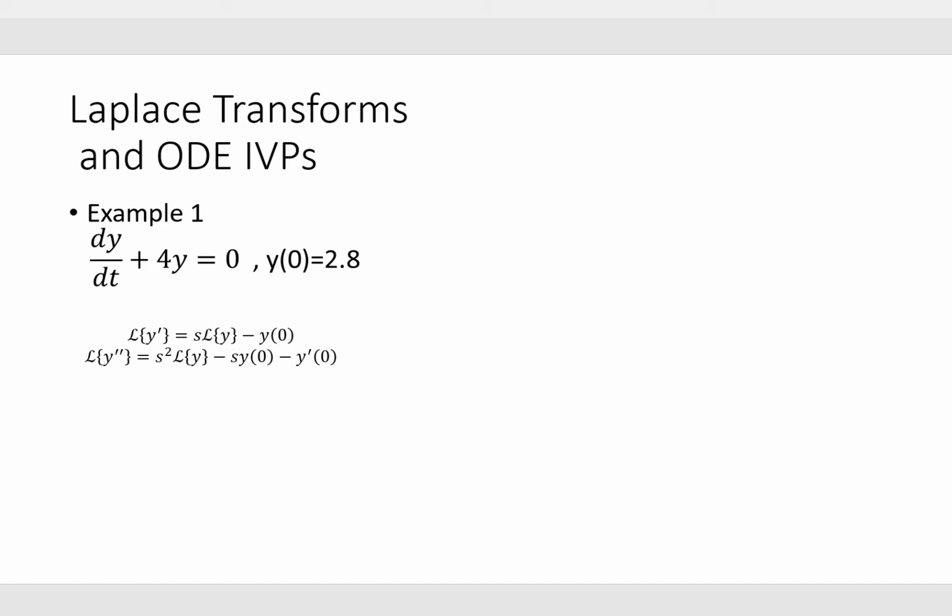Well, when we're solving any ODE, we know that the goal is to solve for y. Here, that's the unknown function, a function of time. Okay, and we know from the ODE that the first derivative of y with respect to time plus 4 times that function y is equal to 0. And the initial value constraint tells us that y at time equals 0 is equal to 2.8. Well, let's go ahead and use Laplace transform to solve it.